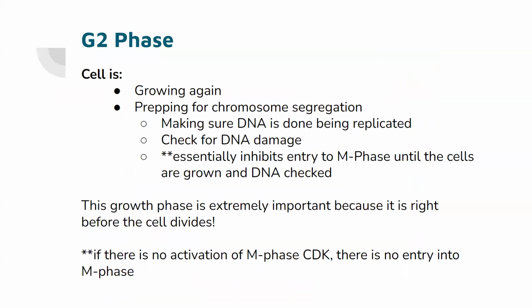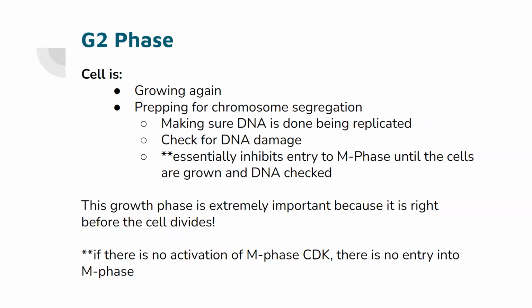Okay, so in G2, the cell goes back to growing again. It's done with its DNA replication. So now it needs to make sure that the DNA that it replicated was replicated correctly, and checks for DNA damage. And it's not going to go into M phase unless there's some mutation we'll talk about.